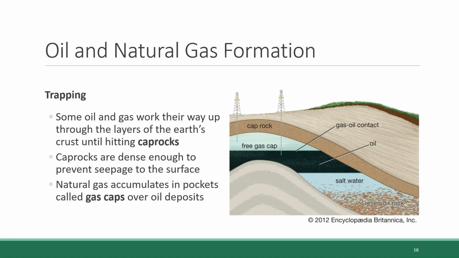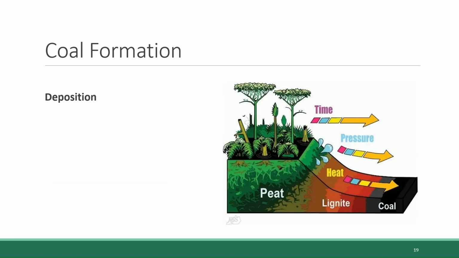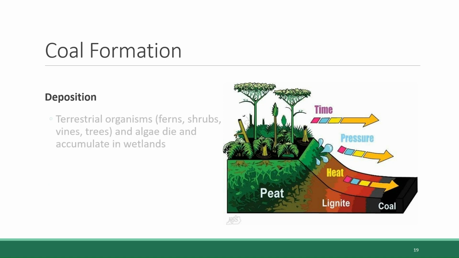The third type of fossil fuel is coal, which undergoes a very similar series of steps to oil and natural gas, with the main difference being that the formation of oil and natural gas happened in bodies of water, while the formation of coal happens on land. The deposition of coal occurs when terrestrial organisms, including ferns, shrubs, vines, and trees, die and accumulate in wetlands, along with algae that grow in those wetlands.